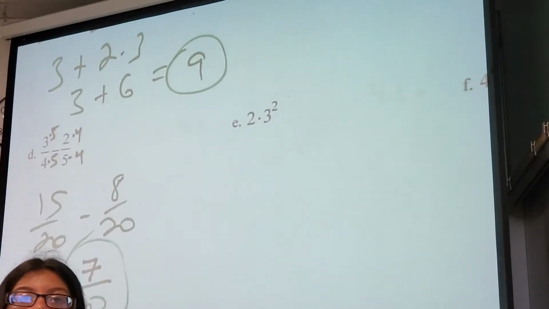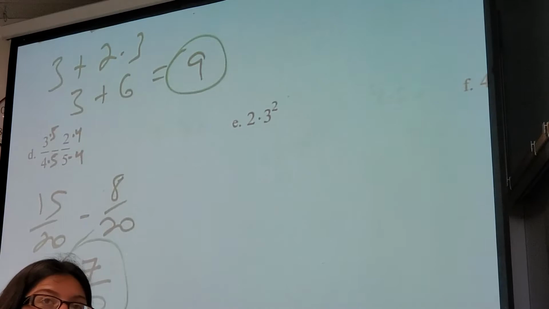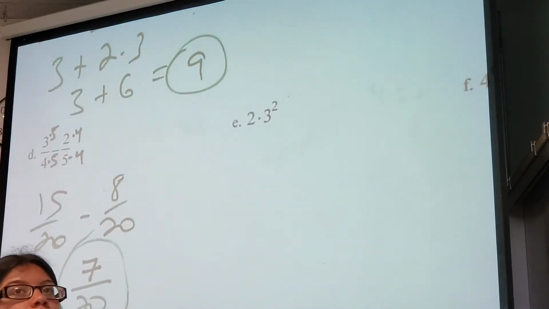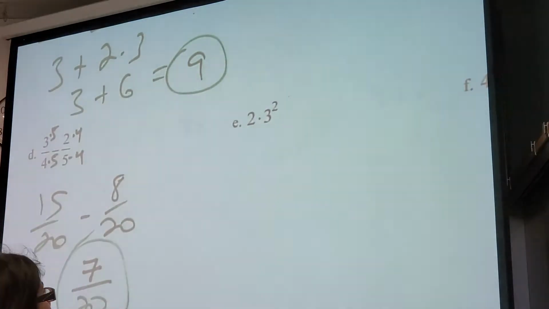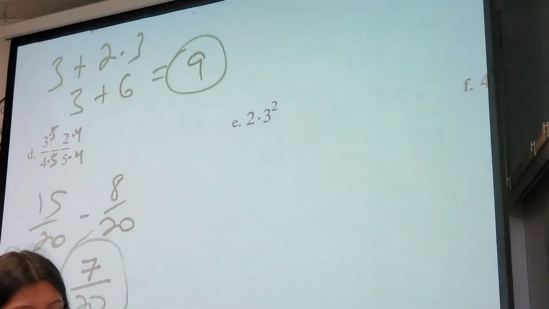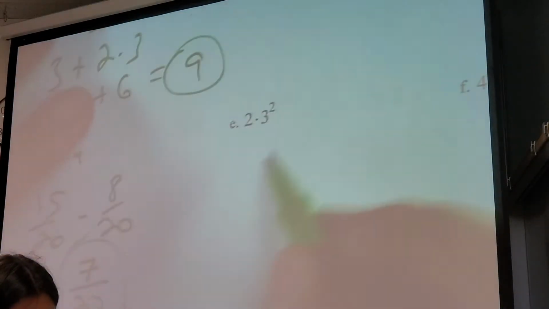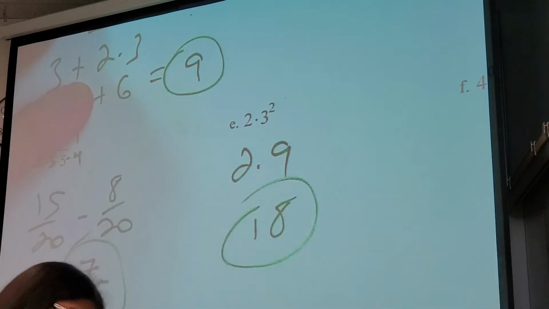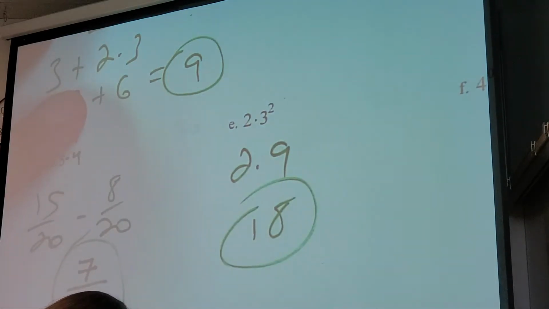You guys see the right way to look at that? And of course, the ultimate right way is exponents before multiplication, right? That's the straight rule. I like it. So this is 2 times 9, which is?